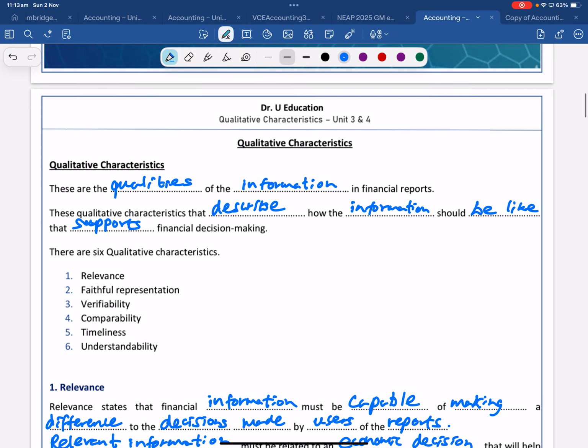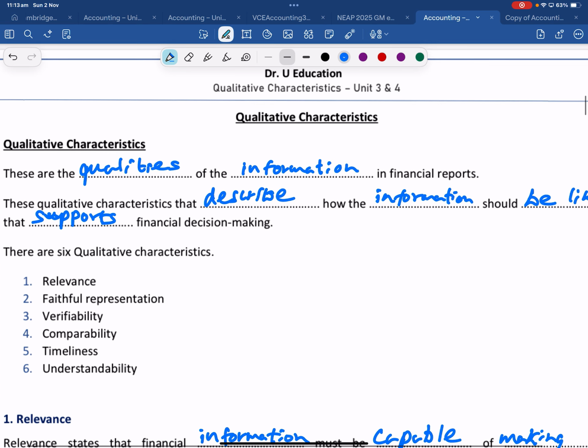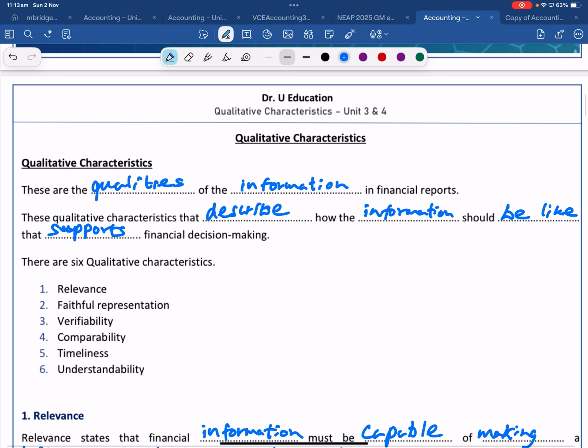Okay guys, last time we did accounting assumptions, right? Accounting assumptions mainly talk about how we report financial information in financial reports, and this one, qualitative characteristics, is focusing on the qualities that the information should possess when we report them. Qualitative characteristics usually explain how the information should be, right?